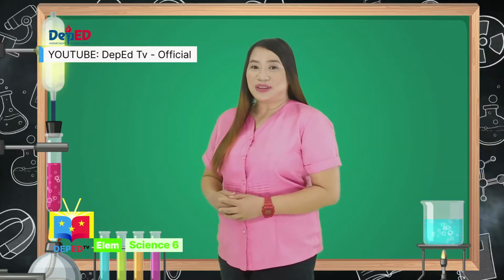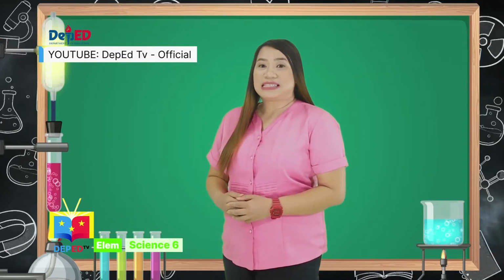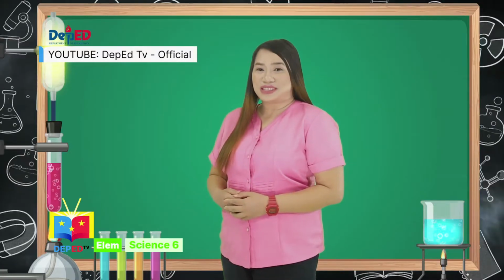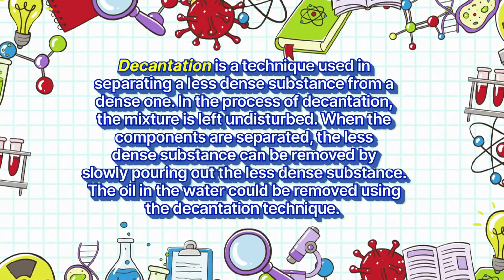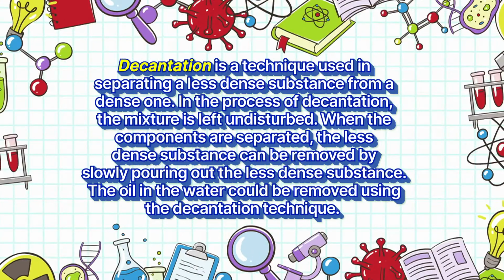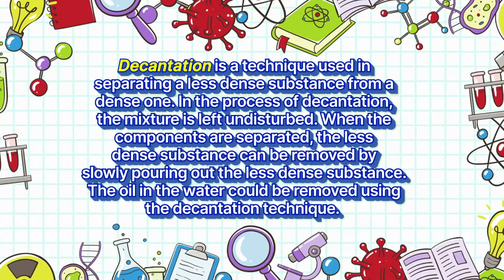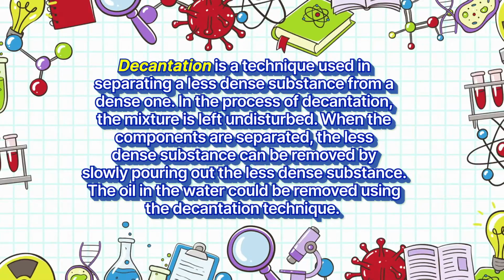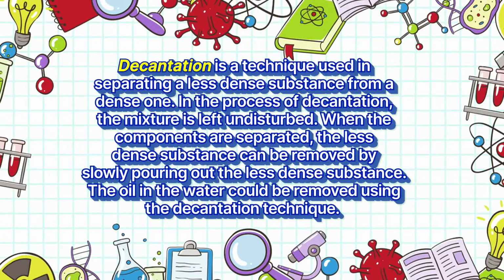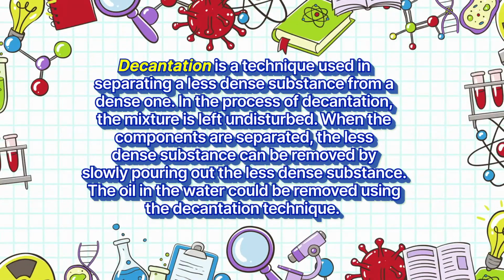There are different methods used to separate mixtures. The method used depends on the type of the mixture. Here is another technique in separating mixtures. Decantation is a technique used in separating a less dense substance from a dense one. In the process of decantation, the mixture is left undisturbed. When the components are separated, the less dense substance can be removed by slowly pouring it out. The oil in the water could be removed using the decantation technique.